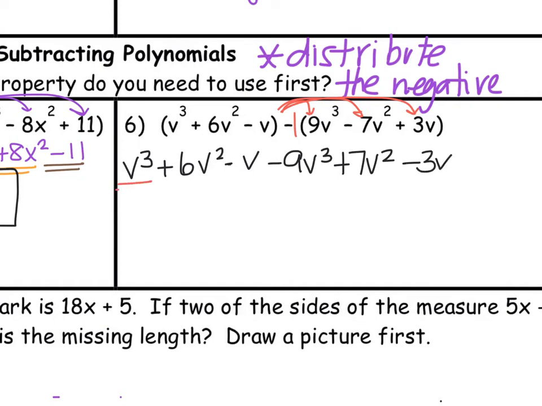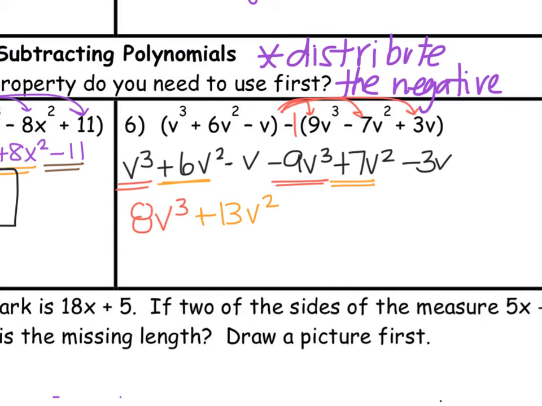So again, we're going to look for like bases with like exponents. So v cubed minus 9v cubed is 8v cubed. 6v squared plus 7v squared is going to give us 13v squared, and that would be a positive 13v squared because it's a positive 6 and a positive 7.